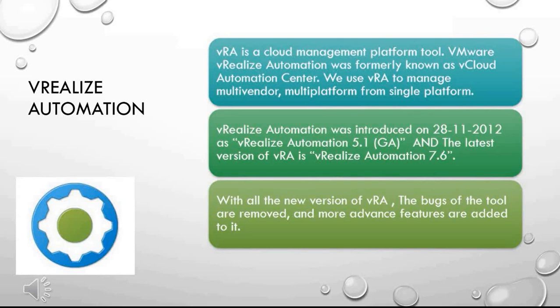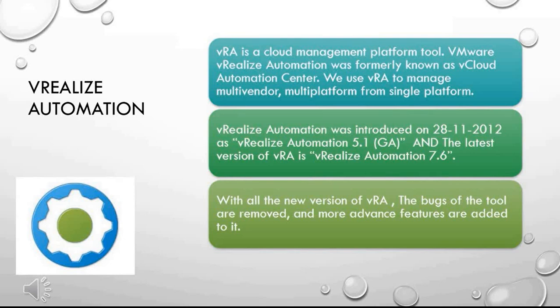Well, VRA is a cloud management platform tool. I hope you remember cloud management platform from our previous video. CMP is a single centralized location to manage all our machines on different platforms, which includes vSphere, Amazon AWS, vCloud Director, etc. You just have to log in to your VRA portal and you can manage all your machines easily.